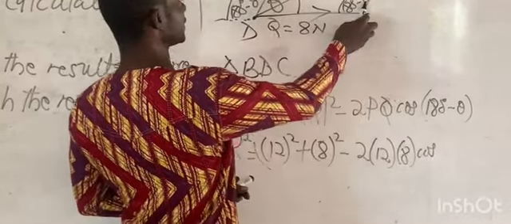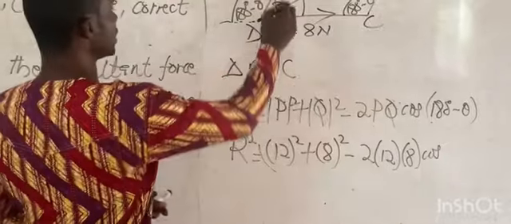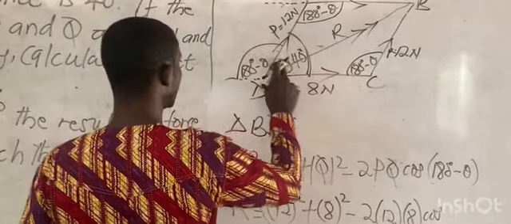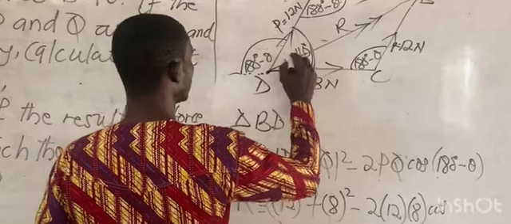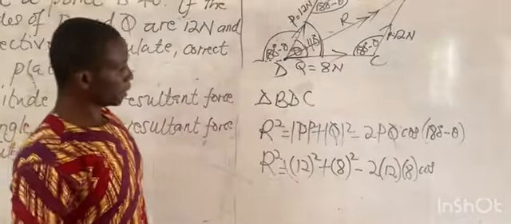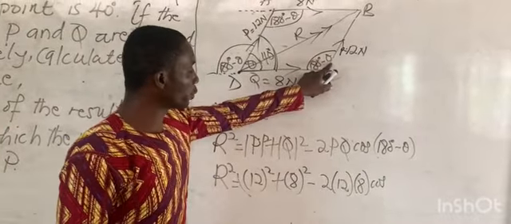180 minus θ is what? 40 degrees. So θ here, the whole of this angle, is 40 degrees. Now cos of 180 minus 40 will give us 140 degrees.